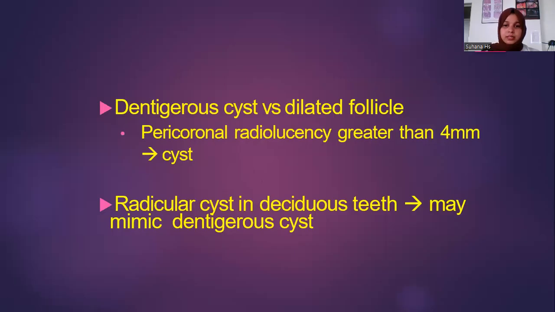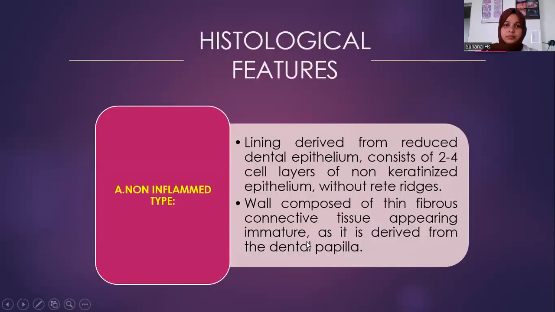The dentigerous cyst must be differentiated from a dilated follicle. There is confusion about whether it is a dentigerous cyst or a dilated follicle. If the pericoronal radiolucency is greater than 4 mm, we will consider it a cyst. And a radicular cyst in the carious teeth may mimic a dentigerous cyst, so we will have confusion on that also.